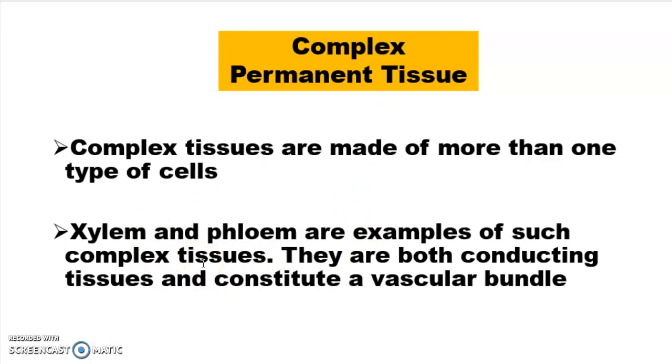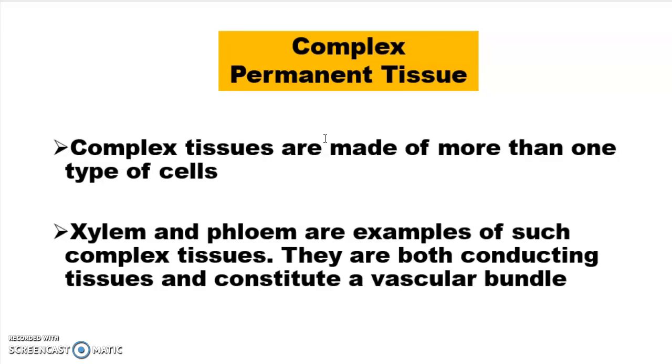If we talk about the simple permanent tissues, they are different from the complex permanent tissues because their cells are similar. All the cells present in simple permanent tissues are the same. They are made up of only one type of cells, which look like each other. Clear? Now, if we talk about the complex permanent tissue, what are the examples?